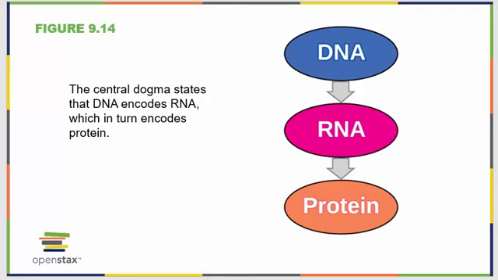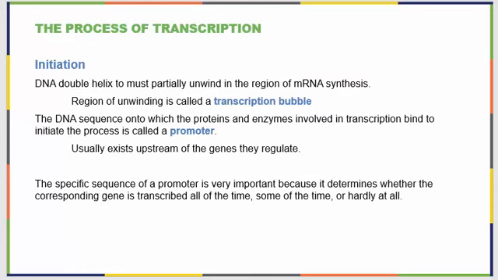But that's the second part of this chapter, is how. How do you go from DNA to RNA to protein? And that's what we're going to look at. So going from DNA to RNA is referred to as transcription, because you're transcribing a message, you're writing out a message using the exact same language that you used previously.